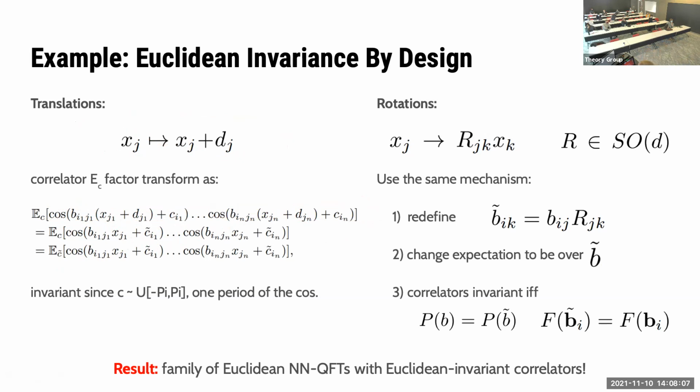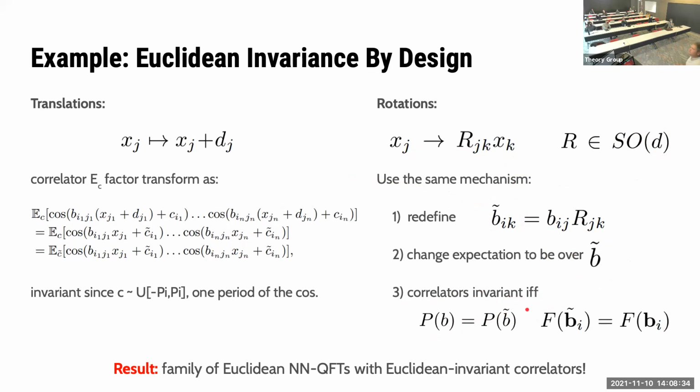Similarly with rotations, because we want full Euclidean invariance, we want translations and rotations. If I have input dimension D, I rotate the x's, and similarly, I use the same mechanism. I study the correlation functions. I redefine some other parameters to absorb the transformation. I change the expectation over this B twiddle, and then the correlators are invariant if and only if P itself is rotationally invariant, and these F's are rotationally invariant.